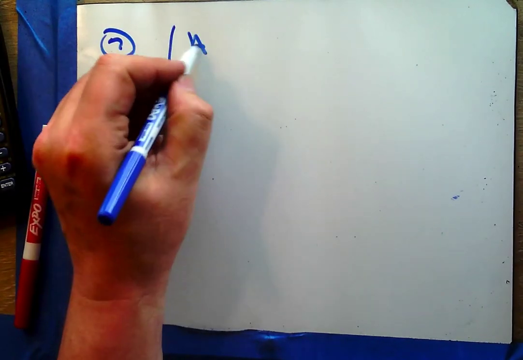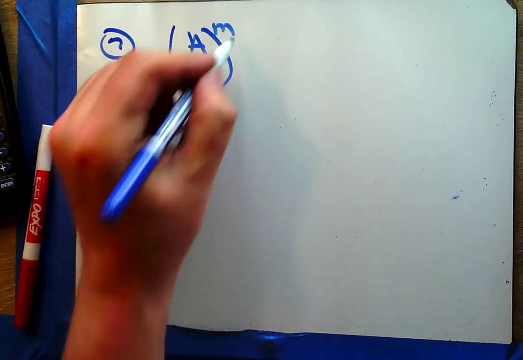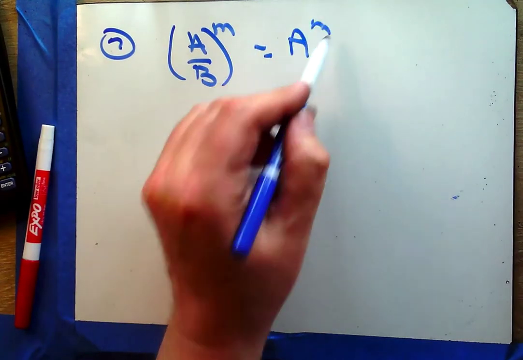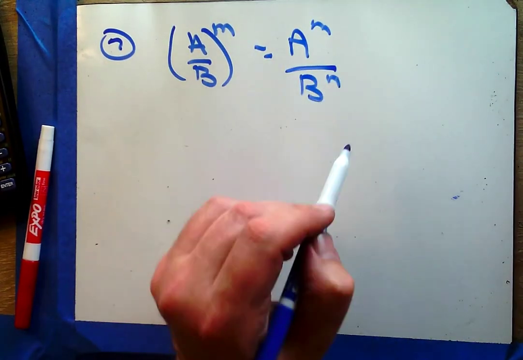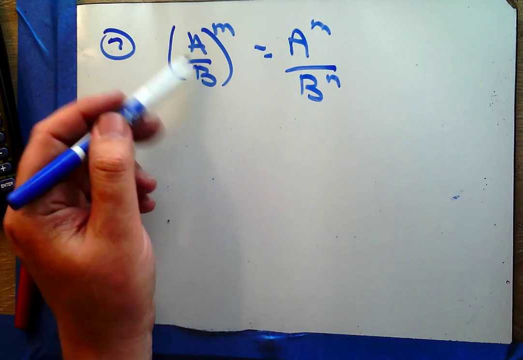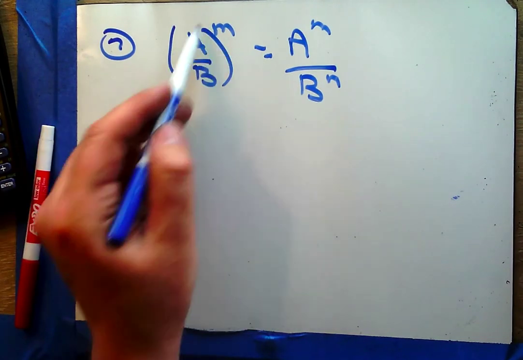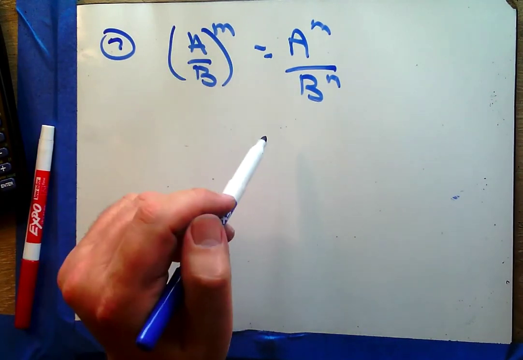This applying works here as well. That's going to be a to the m over e to the m. Again, I don't see a plus or a minus in here, so I can simply apply the exponent.